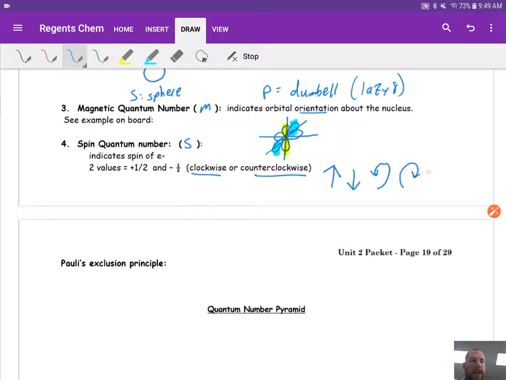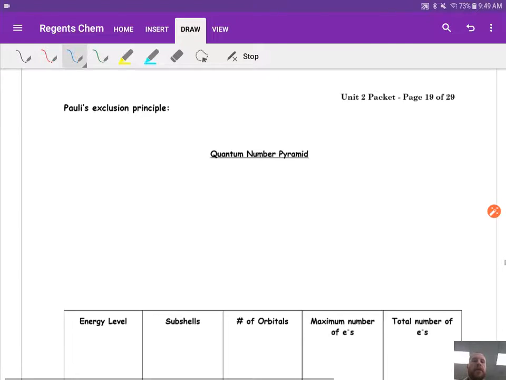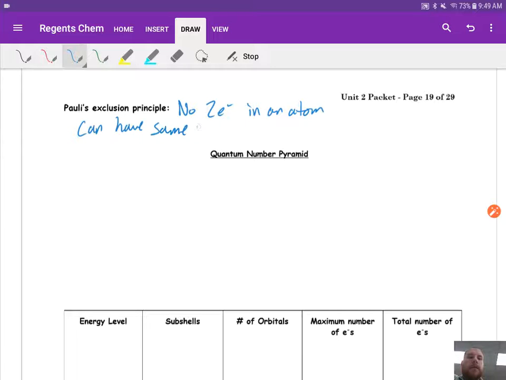Pauli's exclusion principle states that no 2 electrons in an atom can have the same 4 quantum numbers. Okay? Therefore, 2 electrons in the same orbital must have opposite spins. Okay, and this really relates to energy, which we will talk more about in a future video, but that's why. Spinning oppositely is less energy than spinning the same way.